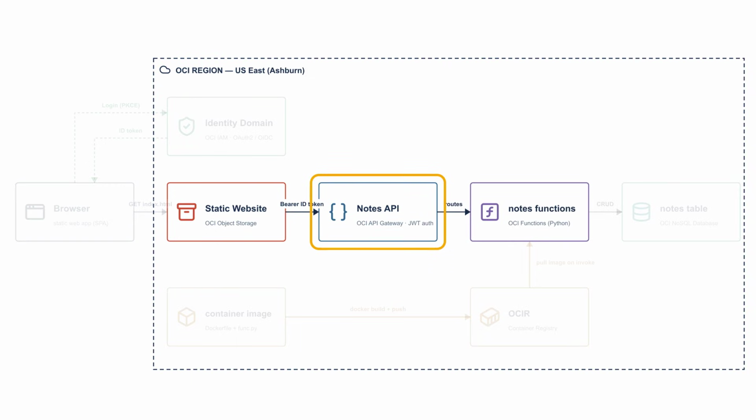Every call hits the API gateway first, the single front door, and the security checkpoint. It validates the token signature on the spot. No valid token, no entry. Only then does it route the request onward.